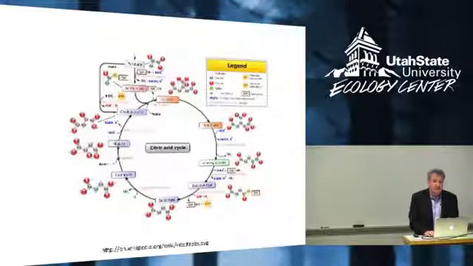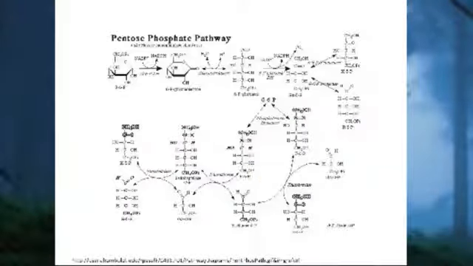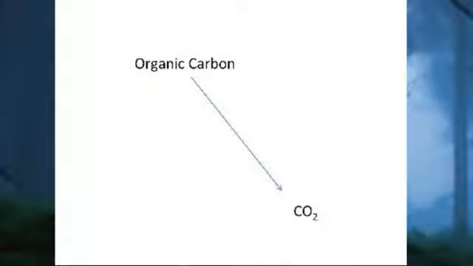It starts with this, the Krebs cycle. Don't worry, we won't go into detail. This is glycolysis, and this is the pentose phosphate pathway. This is the Krebs cycle, glycolysis, and the pentose phosphate pathway according to biogeochemists, or to advanced biogeochemists.